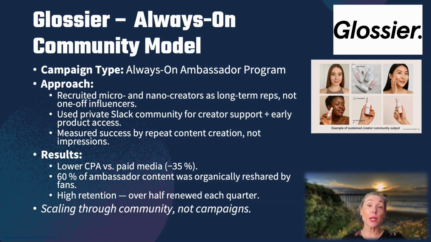Tools like IRM software help maintain these long-term partnerships. This strategy delivers better performance because repeat collaborators know the brand deeply and create authentic content, and you can tell in the content. Ambassador content outperformed paid media. The sustained content flow of ambassador posts was organically reshared. Over half the ambassadors renewed quarterly. By scaling through community instead of one-off campaigns, Glossier turned influencer marketing into a predictable and efficient customer acquisition channel. This approach bakes clear goals into every launch, making campaigns both authentic and scalable.